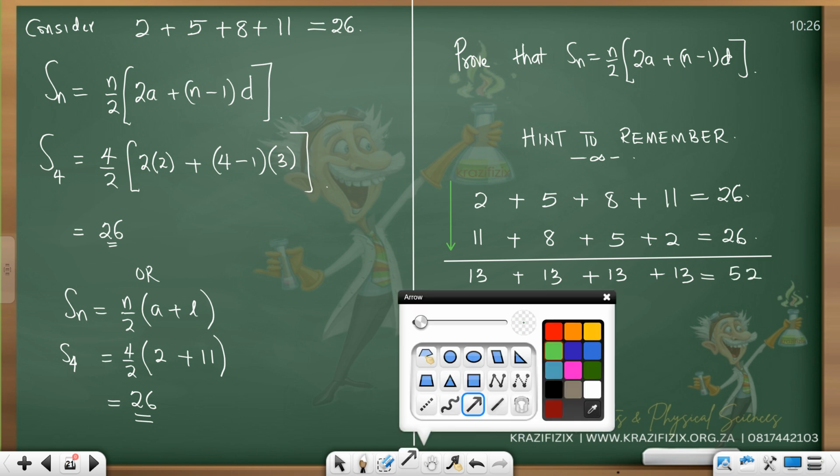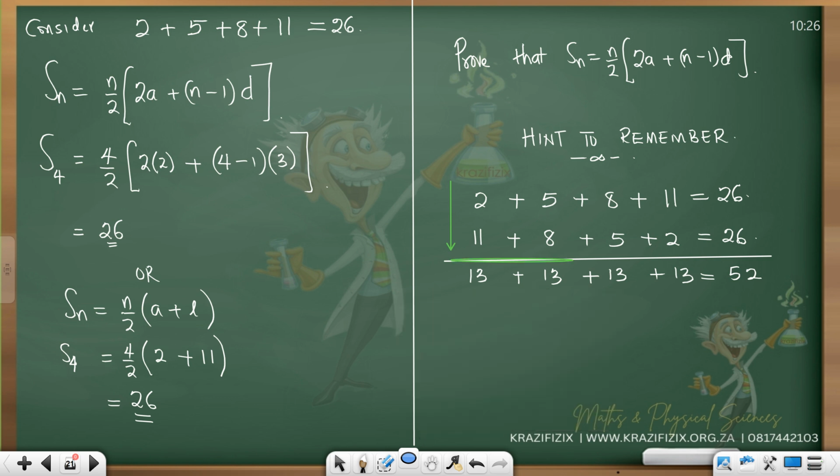Do you notice? Here's the magic. All these are the same. And since there are 4 of them, I could just pick one of them. Since there are 4, mathematically I'm allowed to pick one and multiply it by 4. And if you multiply that by 4, you have 52.